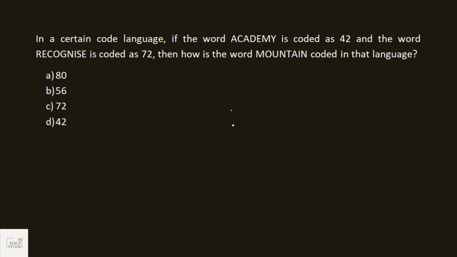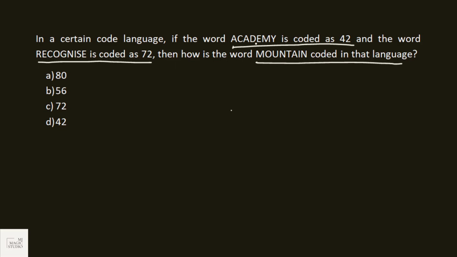Again, one more of the same type we have done before. Academy is coded as 42. You must be doing the drill. Pause the session, try to solve it yourself. Recognizes 72. Then how should the word mountain be coded?